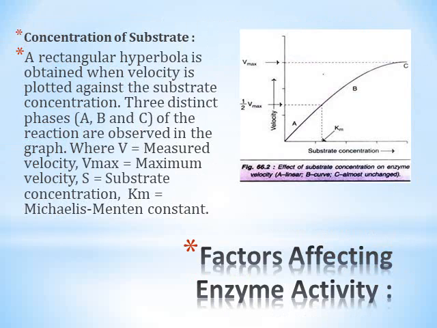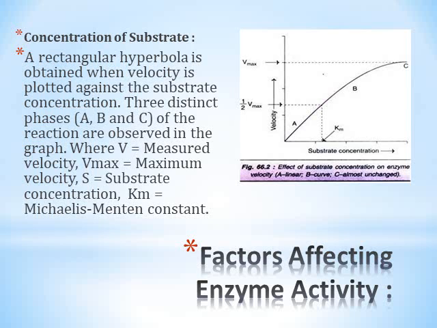Factors affecting enzyme activity. Concentration of substrate. Increase in the substrate concentration gradually increases the velocity of enzyme activity. Within the limited range of substrate level, a rectangular hyperbola is obtained when velocity is plotted against the substrate concentration. Three distinct phases A, B and C of the reaction are observed in the graph.